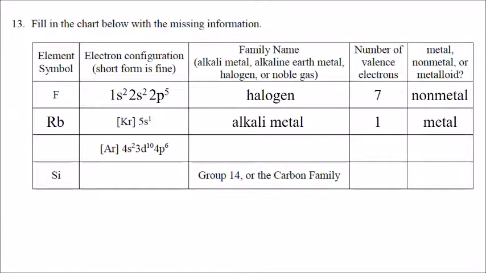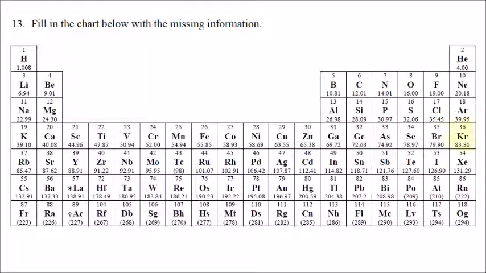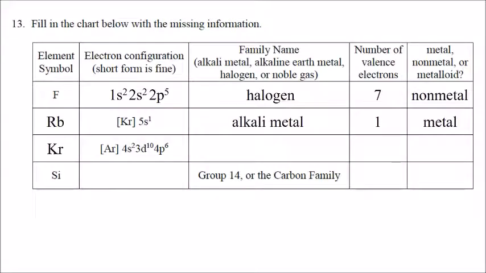Our next element has argon 4s2, 3d10, and 4p6. Now argon is a noble gas. That's 18 electrons. If we add 2 plus 10 plus 6, that means we're adding 18 electrons to what argon already has. That's a total of 36 electrons. So this electron configuration represents the element krypton, Kr. It is a noble gas. It has 8 valence electrons, and it is a nonmetal.